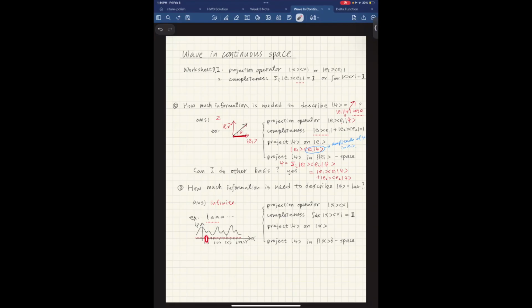So in this space, I only need E1, E2. Here, to represent this entire crazy shape, I need information here, here, here, here, and so on. And it's infinite. For example, at this spot, in this basis, it stores the information psi of 1, right? And here at 10, in this basis, it stores the information psi of 10.